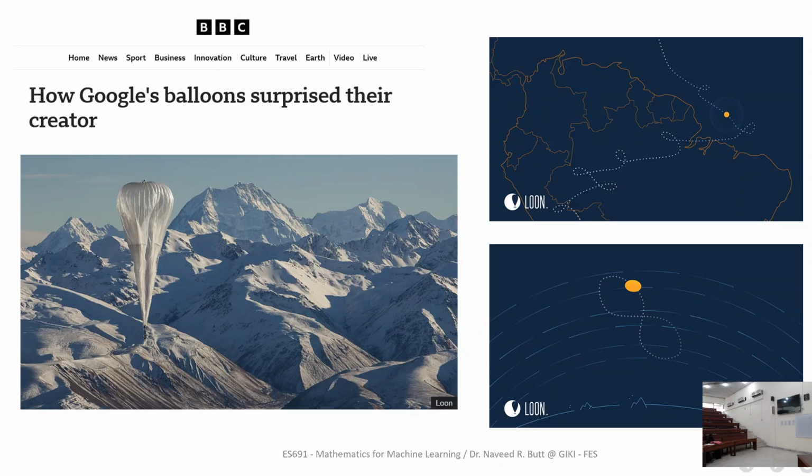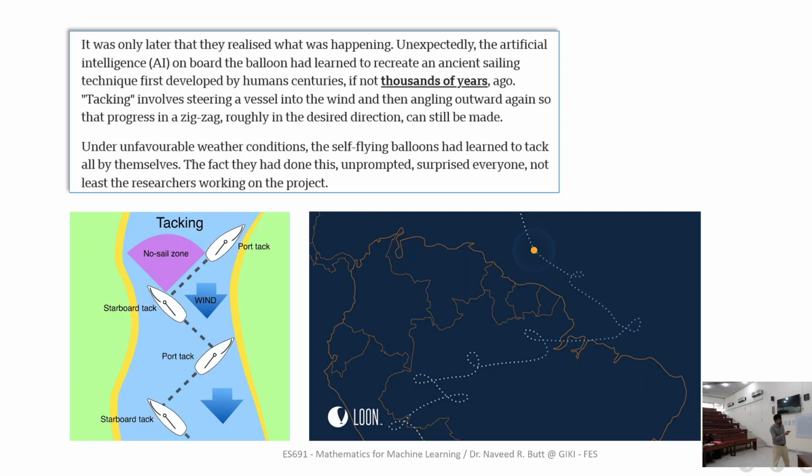ये जो loops बना रहे हैं ना ऊपर, it was doing that thing, and they were perplexed. So they coded it to not do that. But then they looked at the data more carefully, and they realized that the balloon itself, the AI in there, had discovered an old technique used by sailors called tacking.